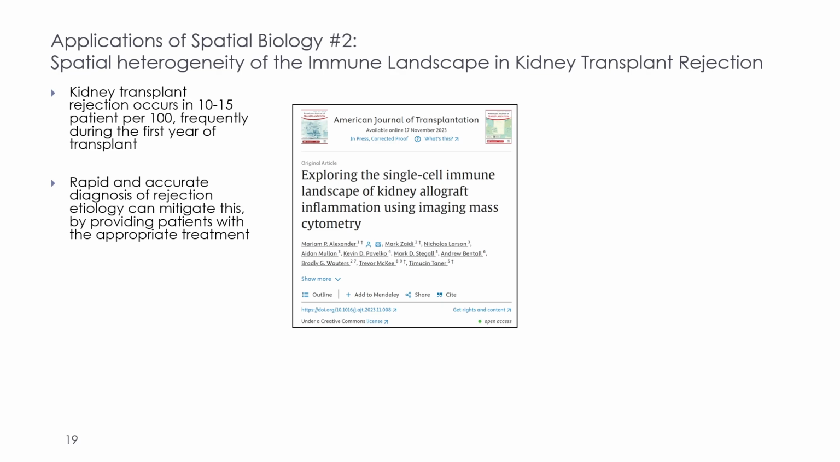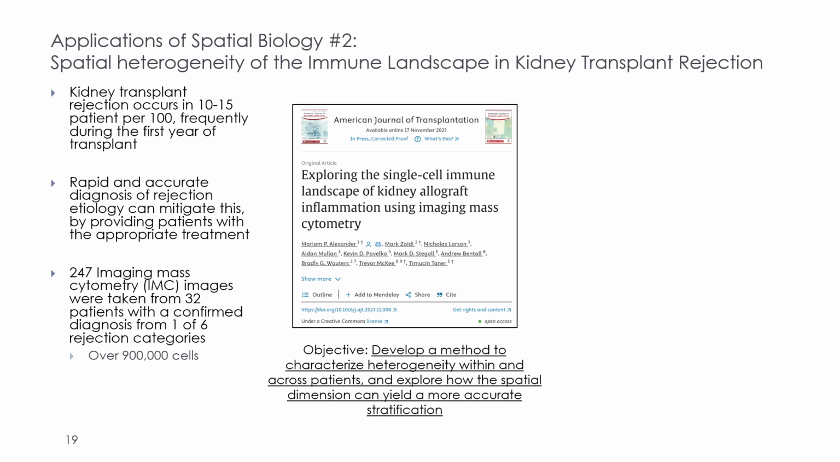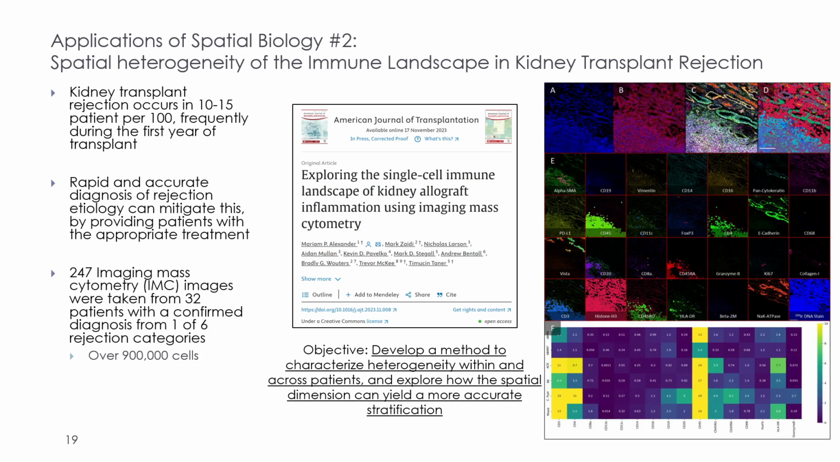removal of diseased tissue. So in collaboration with the Mayo Clinic, we received 247 multiplexed images from 32 archived patient samples, bearing a confirmed diagnosis from one of 6 BAMF classifications of renal transplant rejection. Our objective was to develop a method to characterize heterogeneity within and across patients and explore how the spatial dimension can yield a more accurate stratification. So in this study, we will demonstrate the pivotal roles played by each step of the analysis as previously outlined in this presentation.